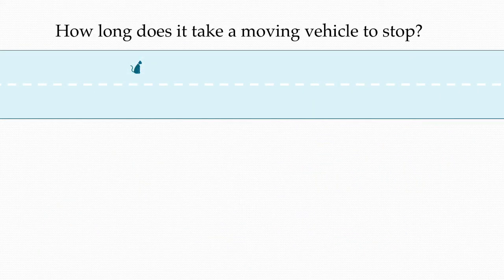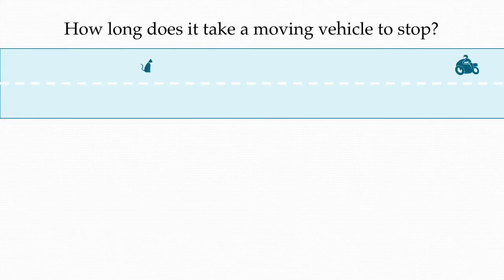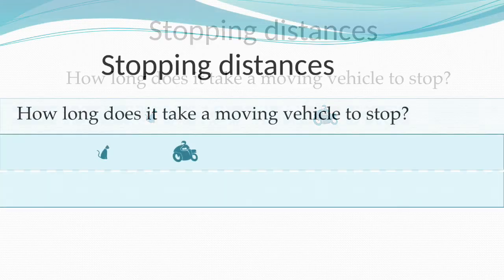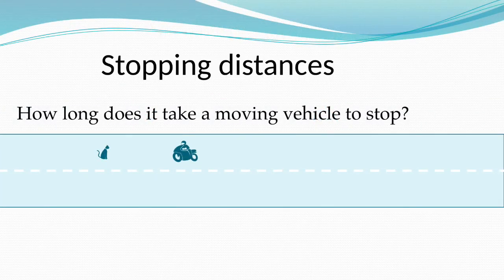Here we have the situation where a cat is in the middle of the road. The motorcyclist then sees the cat and recognises the danger. It then takes him time to respond by applying the brake. And then finally the vehicle comes to a halt.